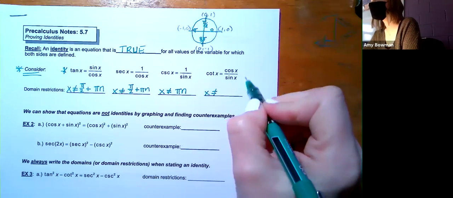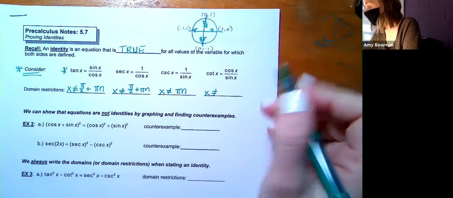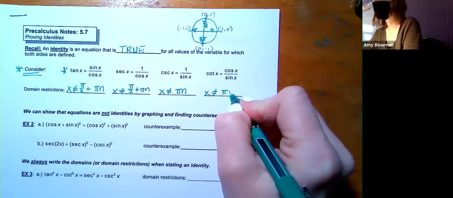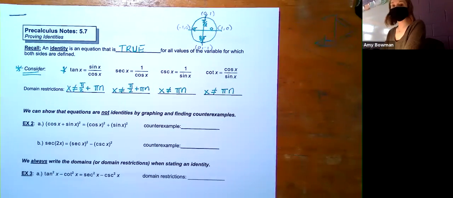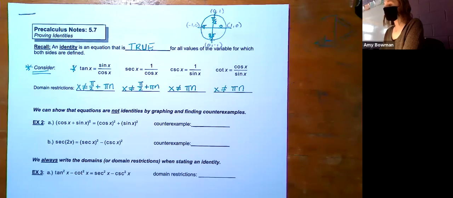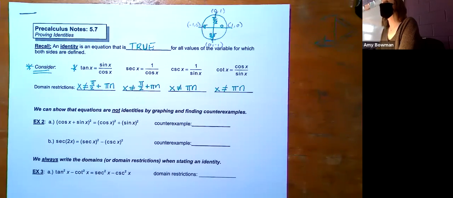We're really not concerned about the numerator, just that denominator, sine of x, which is not defined for any multiple of pi. All right, so far so good? All right, so how can we show that an equation is not an identity?